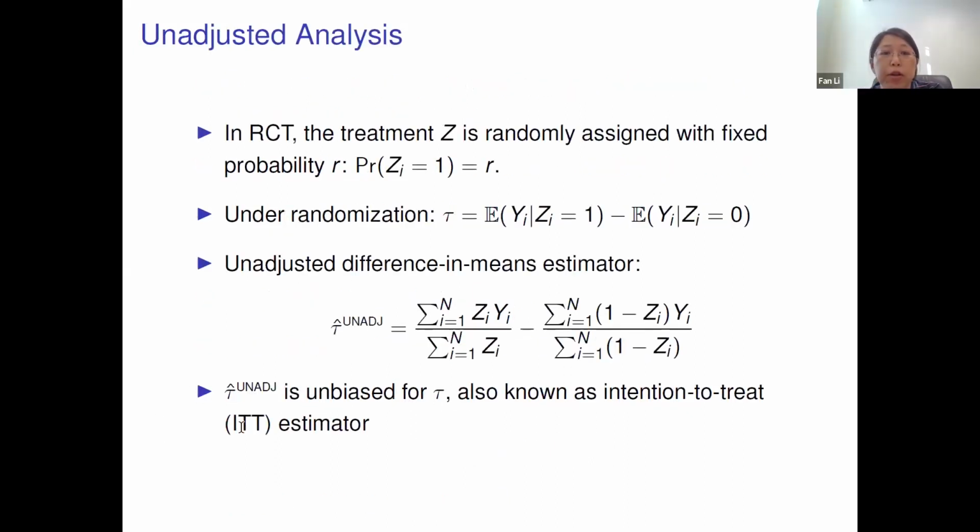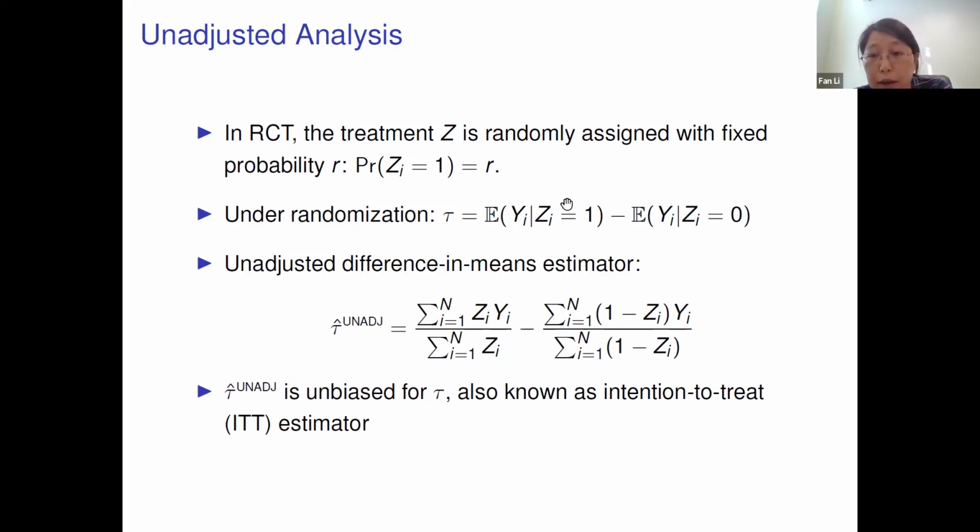So how do you estimate this treatment effect? In randomized experiments, the treatment is randomly assigned with a fixed probability for every person. In other words, the probability of Z equal 1 is just r. This r is often set to 0.5 as a balanced design, sometimes some other number, but it's fixed for everyone. And because of randomization, there's basically no confounding. So it's very easy.